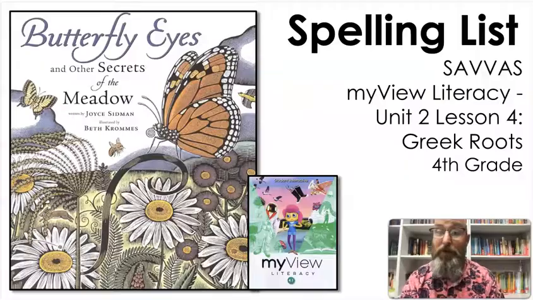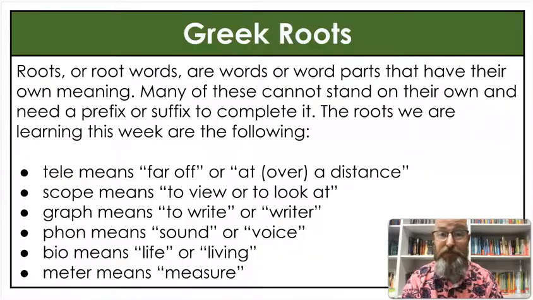This week we are in MyView Literacy Unit 2, Lesson 4 for 4th grade. Our skill of the week is Greek roots, and our story is Butterfly Eyes and Other Secrets of the Meadow. If that sounds like you, you are in the right place.